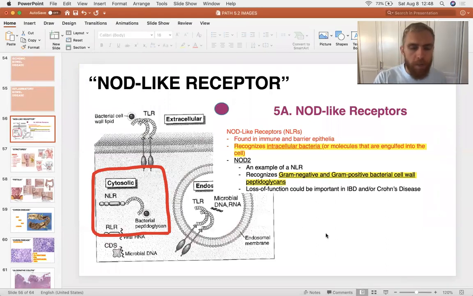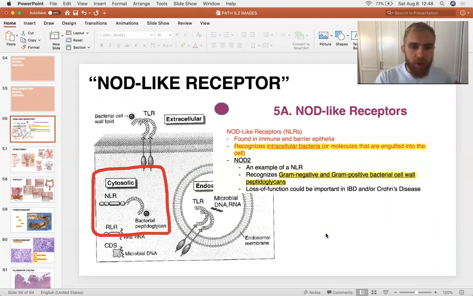Very similar shape to that toll-like receptor that's always extracellular, or some TLRs are intracellular, but NOD-like receptors are always cytosolic. And so they're going to recognize maybe peptidoglycan from the cell wall of a bacteria after it's been phagocytosed by a particular cell, or after the breakdown products make their way intracellularly into the cytoplasm of an enterocyte or an immune cell.